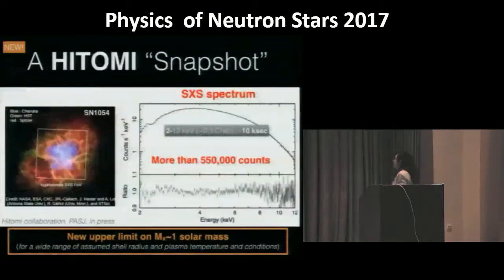But the spectrum shown here with the soft X-ray spectrometer, or the microcalorimeter, unfortunately, was only from 2 to 12 keV. That is, we were missing the soft X-ray band, which was the interesting band, because the gate valve was closed. That was because we were early in the phase of the mission. So we didn't have any counts below 2 keV, but this is the spectrum in just 10 kiloseconds, more than 550,000 counts. And the observation was pointing towards the center of the nebula, unfortunately or fortunately, depending on what you're interested in.